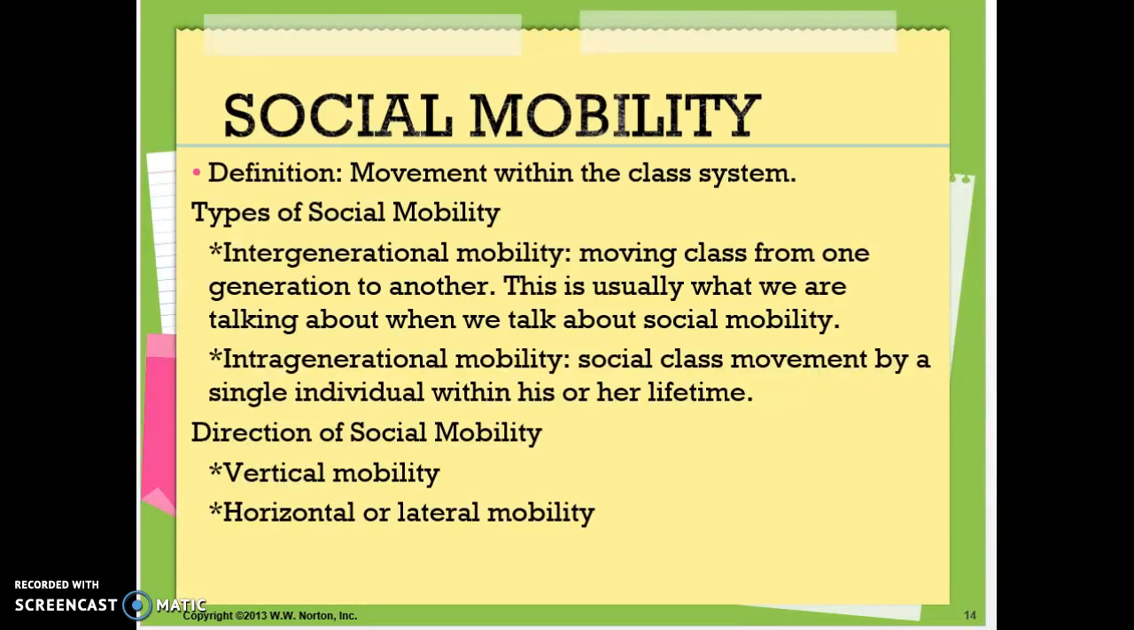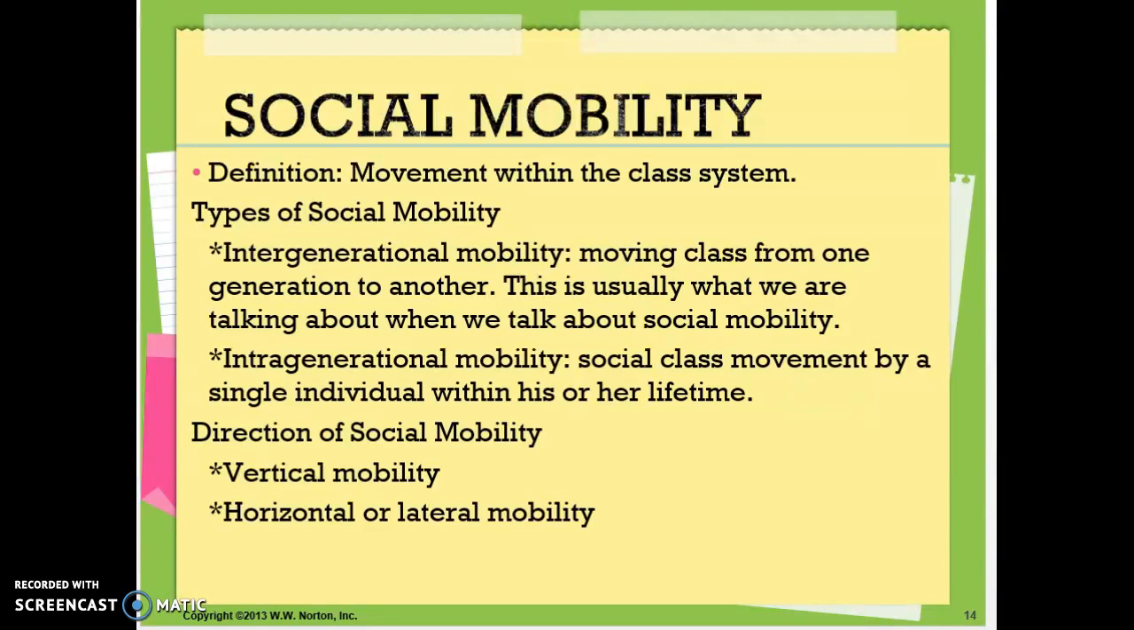So as I mentioned, in the United States, we do live within a fairly open social class system. It's not completely open. There are impediments to movement up or down within the class structure, but it is much more open than the other ones that I've shown you today. So social mobility is movement within the class system, either up or down.